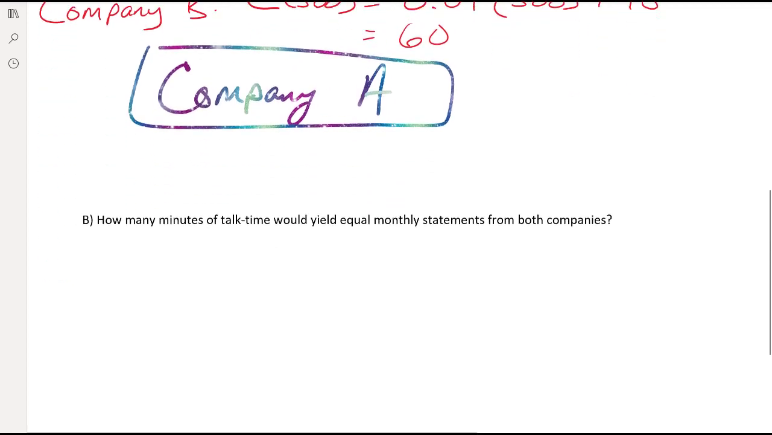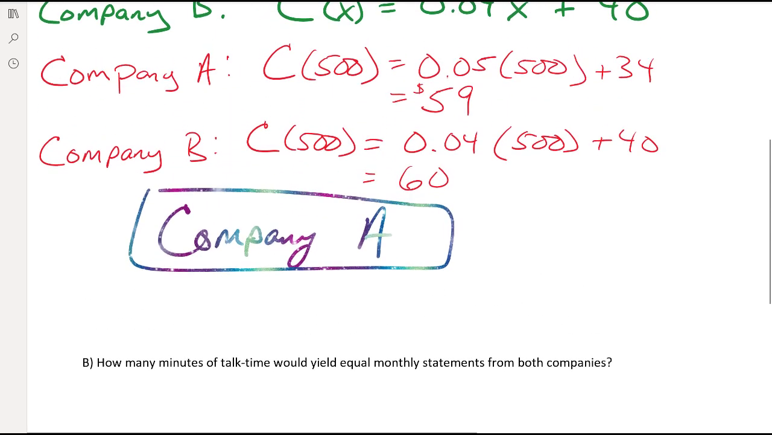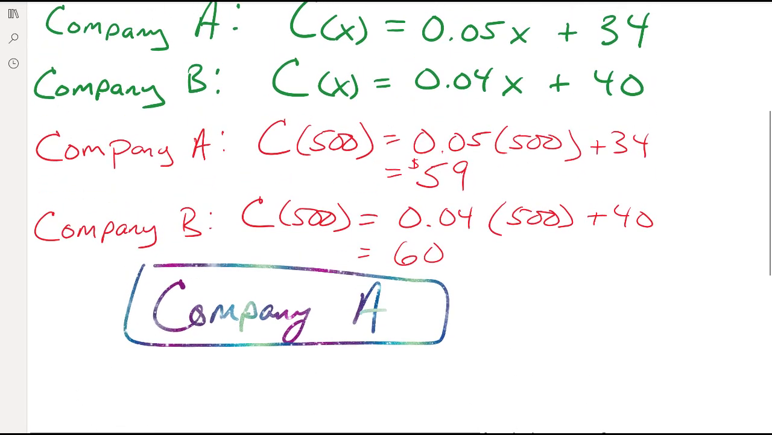We have another question here. How many minutes of talk time would yield equal monthly statements for both companies? So for what value of x, basically, is the bill for Company A the same as the bill for Company B? Well, to figure that out, all we have to do is set the two linear equations equal to each other and solve for x.